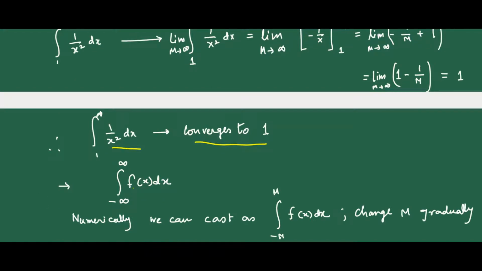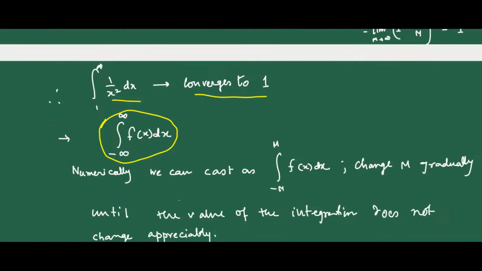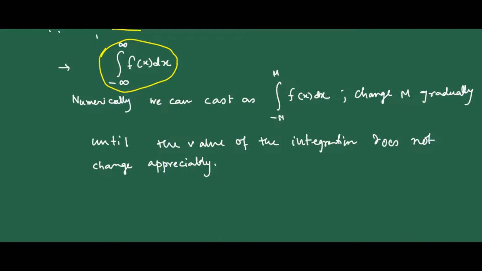And numerically, how to handle this kind of improper integral? Basically, we just convert it into a finite one, minus m to plus m, and making m gradually larger and larger, so that the value of the integrand doesn't change appreciably within the limits of our numerical calculation. Suppose I am giving 3 decimal, 4 decimal, or 5 decimal places. If we keep adding more values, that means we are increasing m, and there is no appreciable change within the limits of accuracy, then we can say that the value of this limit is convergent. The integration does not change appreciably.